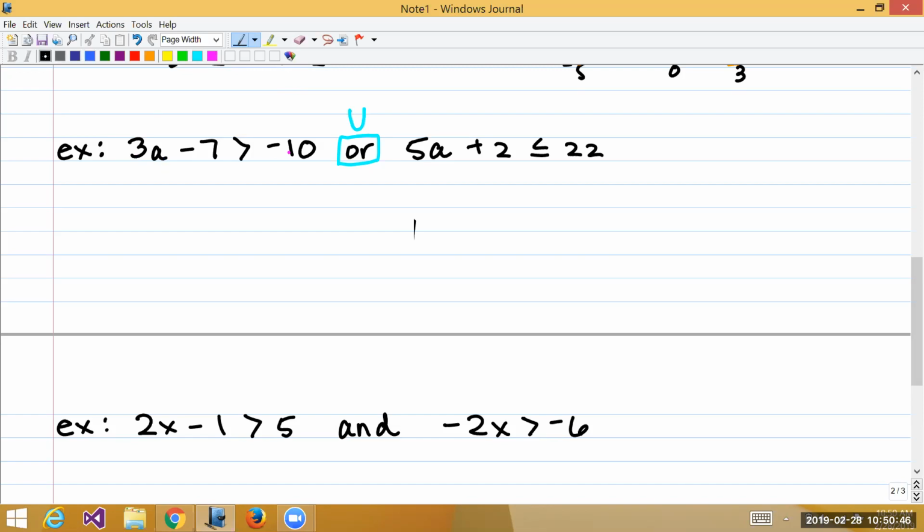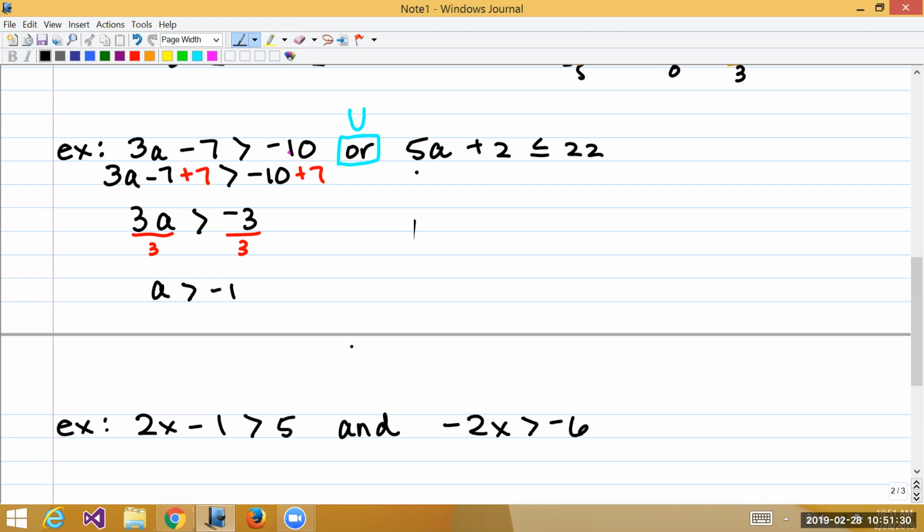So in this one, we need to go ahead and isolate the 3a by adding 7 to both sides. So we have 3a minus 7 plus 7 is greater than -10 plus 7. That gives us 3a is greater than -3. So now notice here, even though this number is a negative, we're not actually dividing by a negative. We're going to divide both sides by 3. So the sign does not change. So we have a is greater than -1.